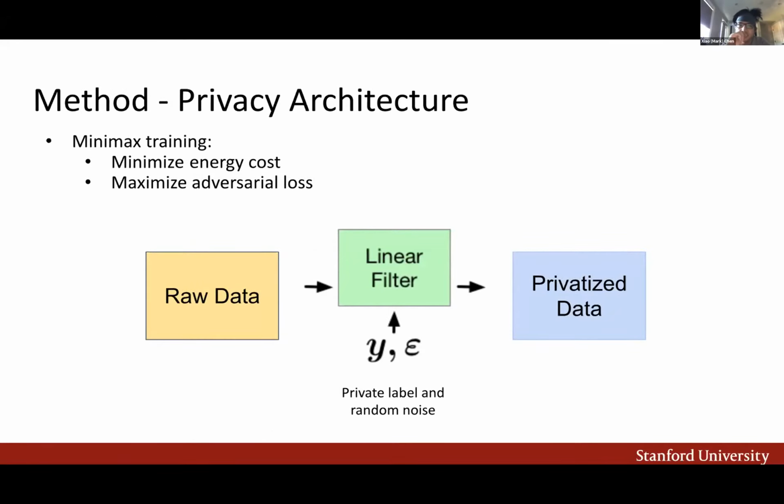So here's the high level scheme of our architecture. The idea is very simple. By just looking at the picture, we feed in the raw data and pass it through a linear filter, as well as a privatized label together with a random noise. And then we spit out privatized data. The whole idea is that the privatized data has a lower correlation with the sensitive attributes like income or square footage of your house compared with the raw metadata. And we both minimize the energy cost and maximize the adversary loss.